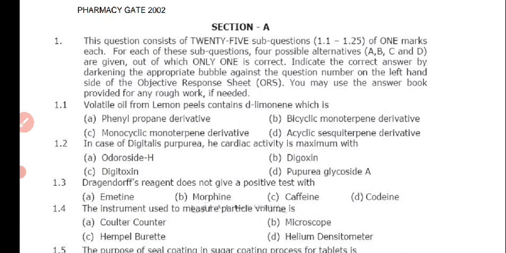पहले क्वेश्चन से। So the first question is, volatile oil from lemon peels contain D-limonene, which is, so the correct answer for this question is, it is monocyclic monoterpene derivative. Next question is, in case of digitalis purpurea, the cardiac activity is maximum with, so the correct answer is option D, purpurea glycoside A. Next question is, Dragendorff's reagent does not give a positive test with, so the correct answer is option C.